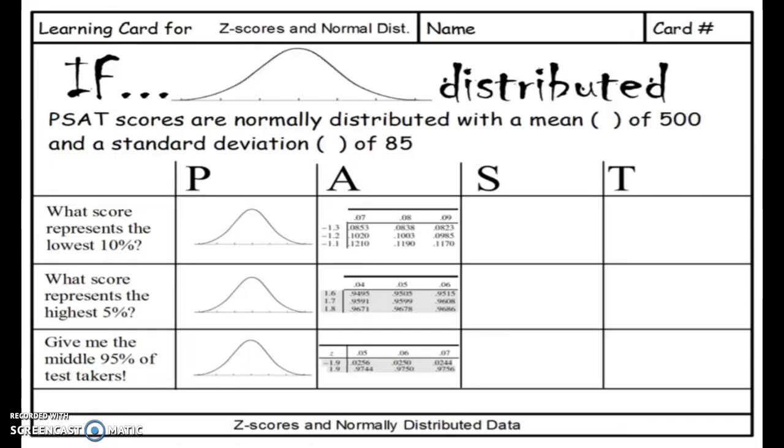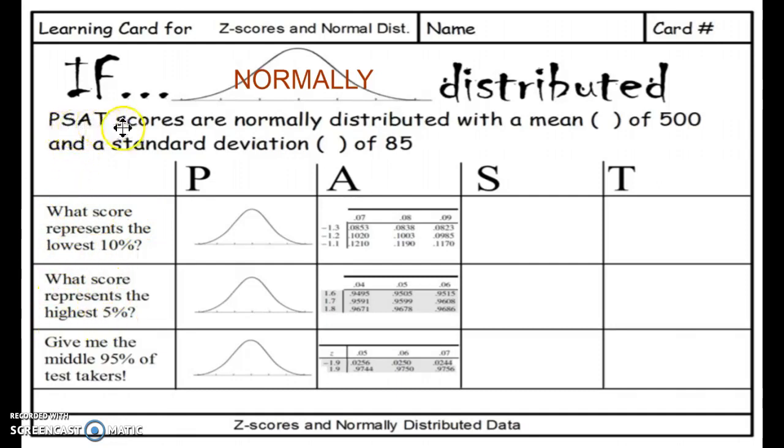All right, so let's fill out one of our learning cards on z-scores and normal distributions. We're going to start off by saying if we have a normal distribution, then we can answer these types of questions.